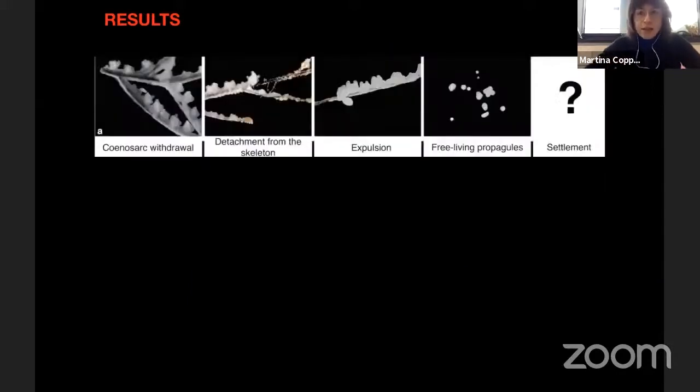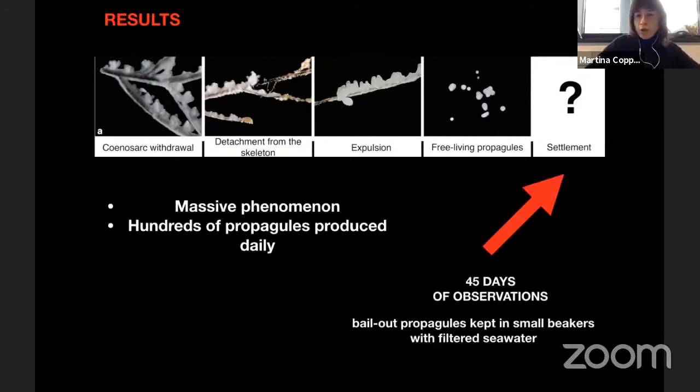The phases that lead to the formation of the free-living propagules are summarized in this figure. The process starts with the coenosarc withdrawal from the mother colony, followed by the detachment from the skeleton and the subsequent expulsion of the free-living propagules. We observed these free-living propagules for 45 days. Every day we collected 10 propagules and placed them in a small beaker filled with filtered seawater.